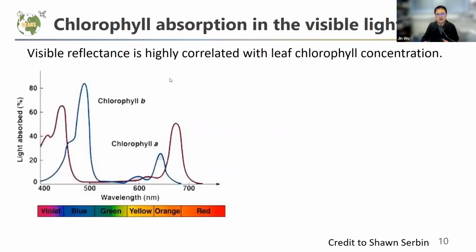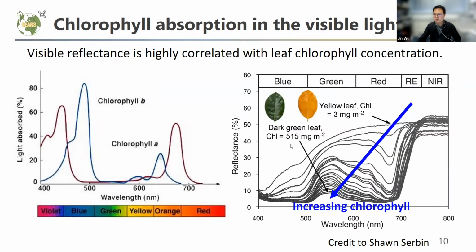And here, to give you an example, is how we can infer the chlorophyll concentration from hyperspectral remote sensing data. For example, the left panel shows how the light absorption rate of chlorophyll A and B changes with the spectral wavelength. From here, you can see that both chlorophyll A and B have their peak absorption rate in blue light and also red light.